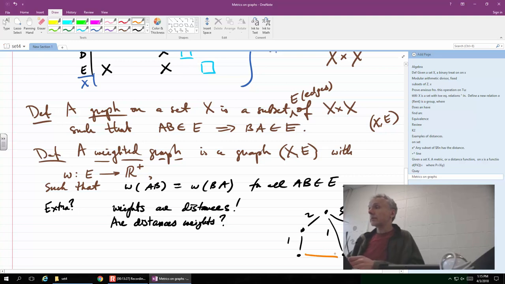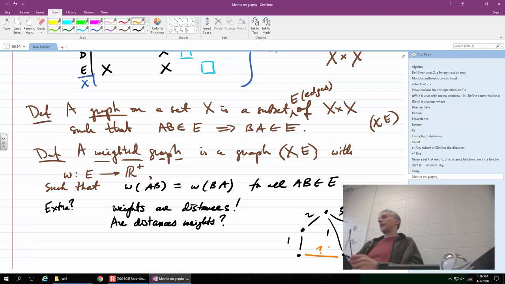What about this one? What about that non-existent edge? There is no edge there, and there is no weight. If there is no edge, there is no weight. So, what is the distance? Yeah, so right. So it will be the shortest distance, right?